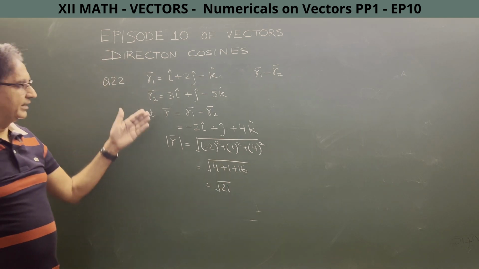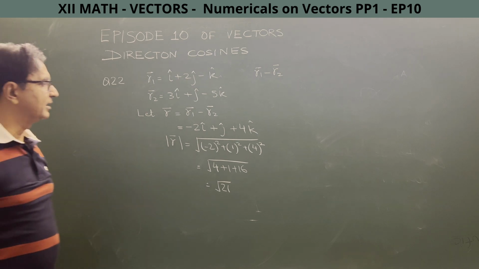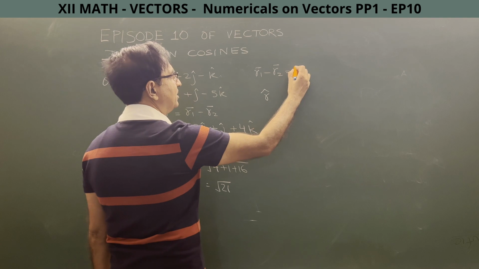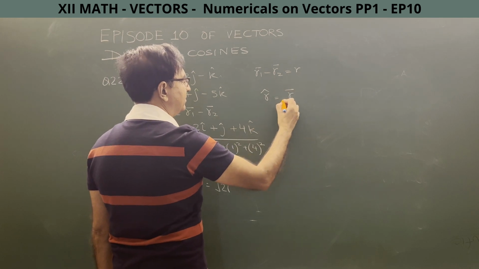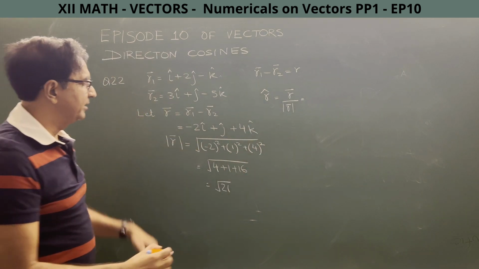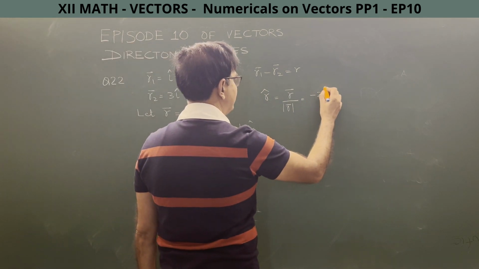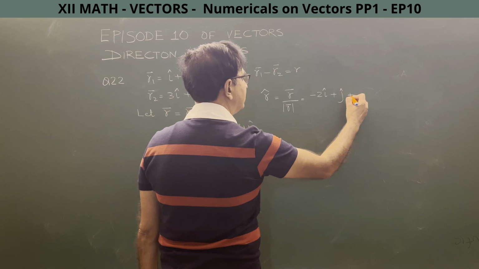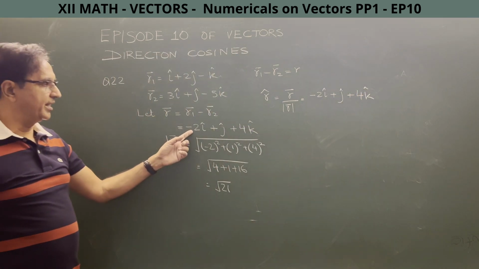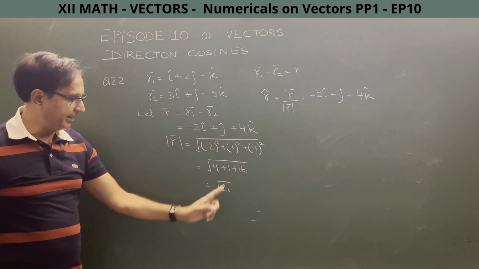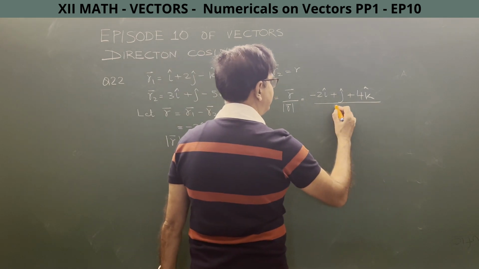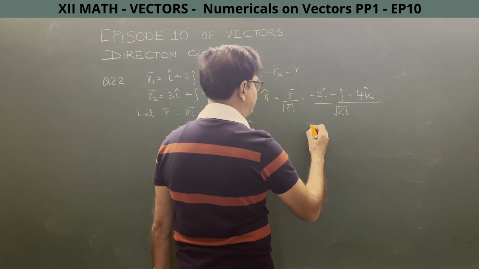Now what you are going to do? You are going to divide the vector by its own magnitude. It will convert into a unit vector. So what will be r cap? R cap will be vector r divided by its own magnitude. What was vector r? Minus 2i plus j plus 4k. So vector r was minus 2i plus j plus 4k. You divide it by square root of 21. When you divide by square root of 21, you separate it out.